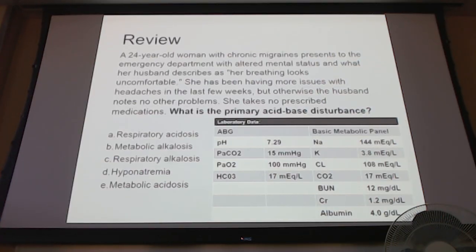Echo. E. Why is it E? So she's acidotic, CO2 is low and her PaCO2 is low, so we know it's not respiratory. D's got to be wrong because that's not what the question's asking, right?